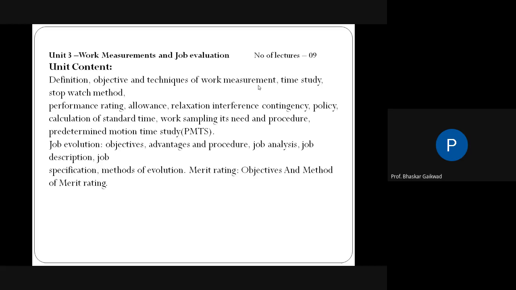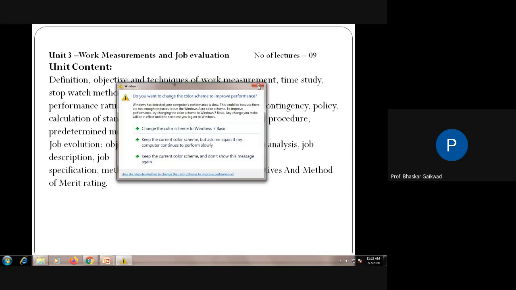What is the transportation cost? What is the benefit? We are going to see the advantages and procedures. After that, job analysis, job description, and job specifications. These points come under job evaluation.